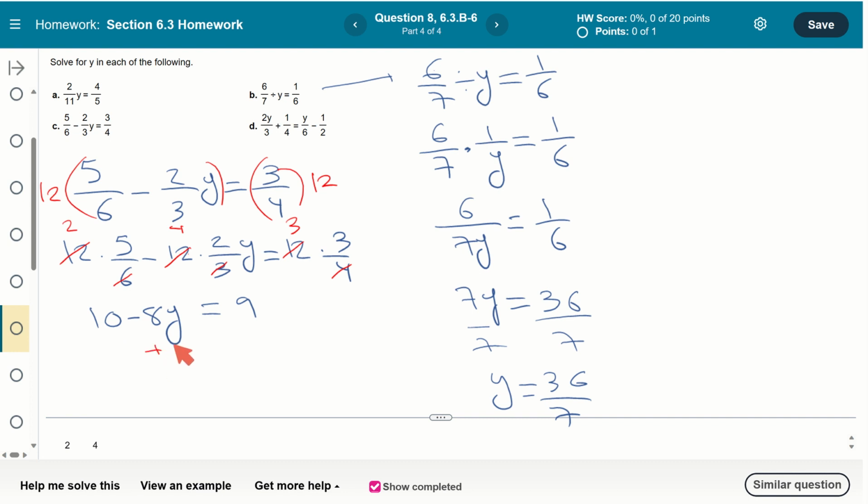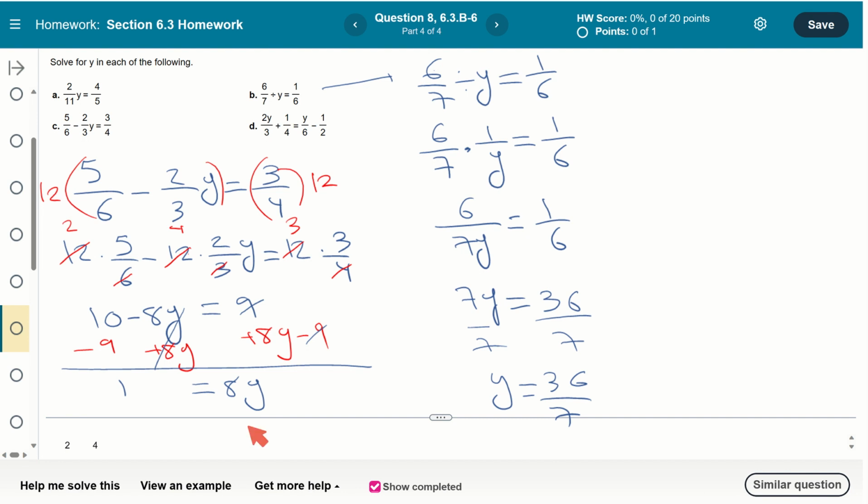So we're going to add 8y to move the 8y to the right side, and we're going to subtract 9 from both sides to move the 9 over to the left side. So now we get 10 minus 9, which is 1. These cancel out. And on the right side, we have simply 8y, because notice the 9 and the negative 9 cancel out.